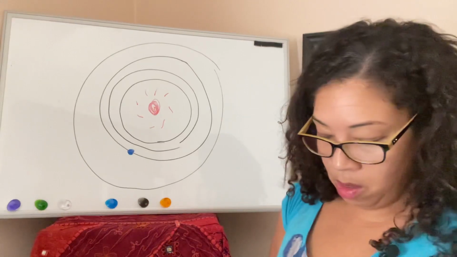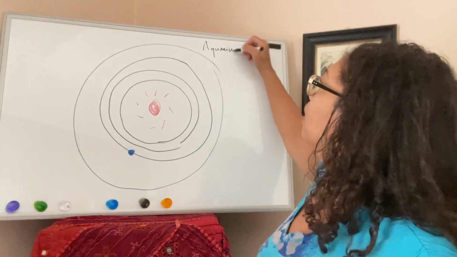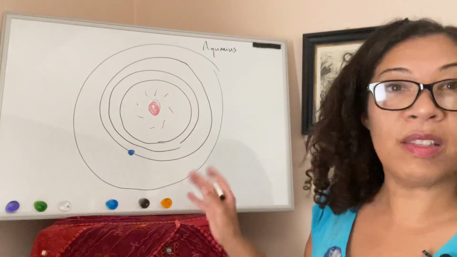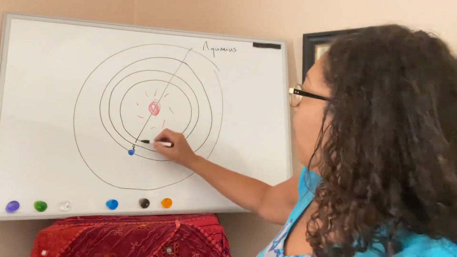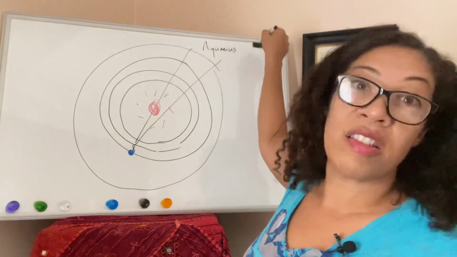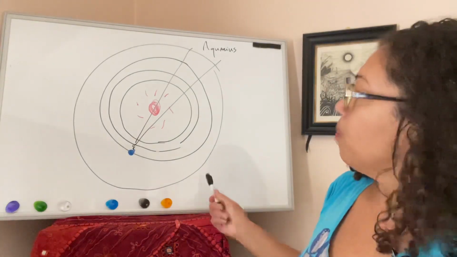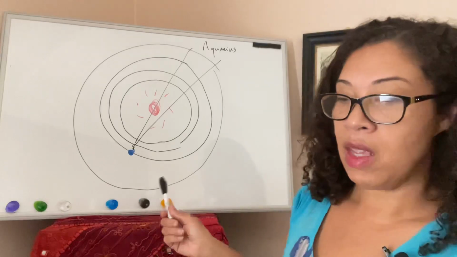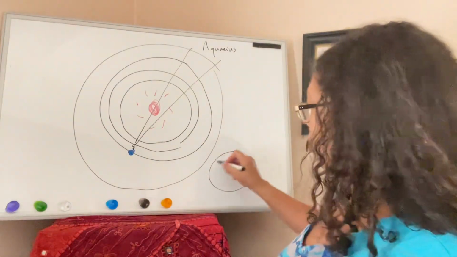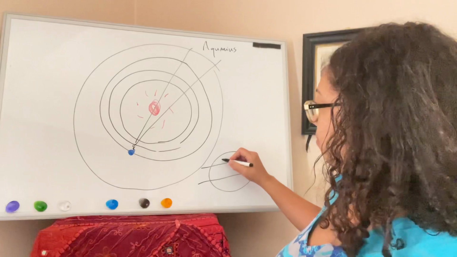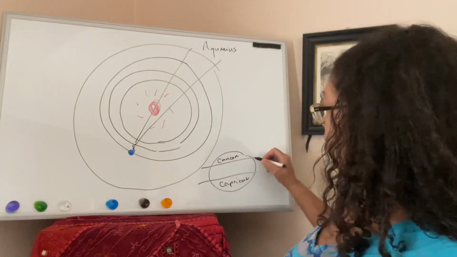Today the sun is in Aquarius, so I'll put Aquarius here. So in this model, we are standing here on Earth and we're looking at the sun, and the constellation of Aquarius is there. In tropical astrology, it might be slightly off because it's based on the tropics, which are Cancer and Capricorn, and the perspectives from here.